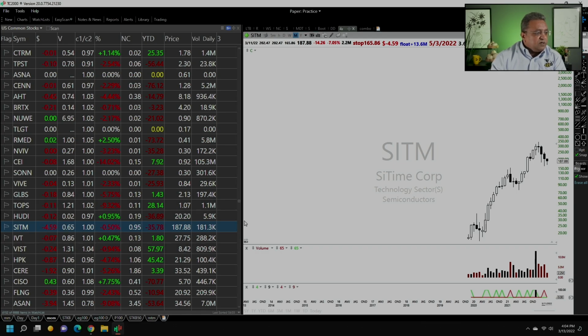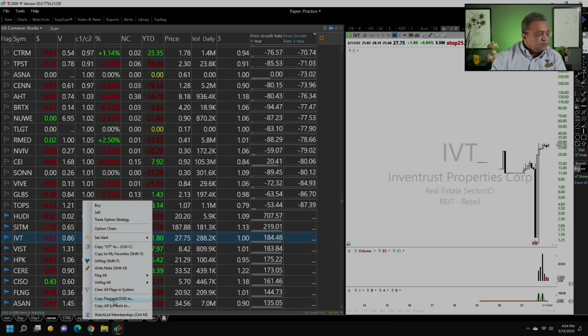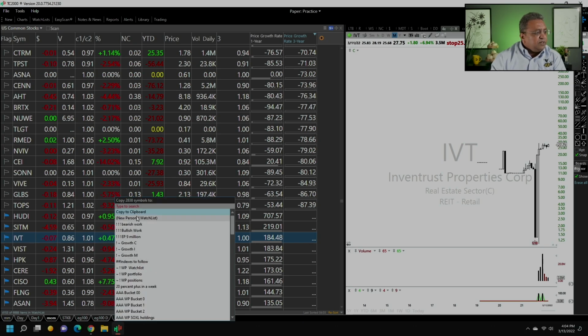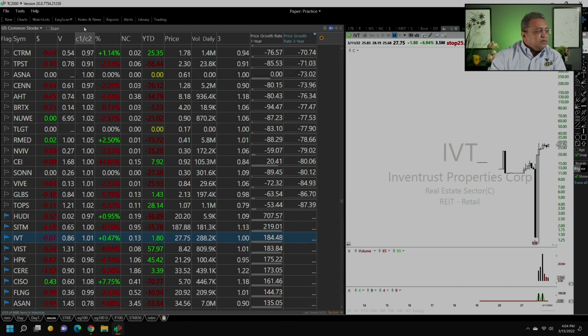So all these stocks which don't have a value associated with them, if you take this, flag all symbols below this, you will find that these stocks are the ones which IPO'd in the last 3 years. And you can create a watch list, IPO 3 years. And there you have the stocks.